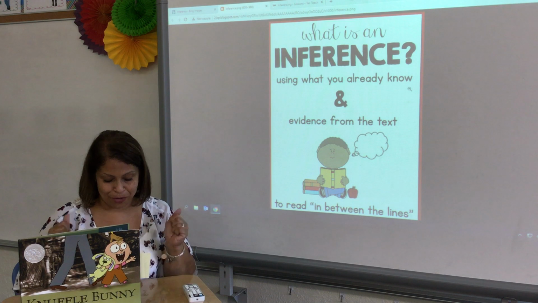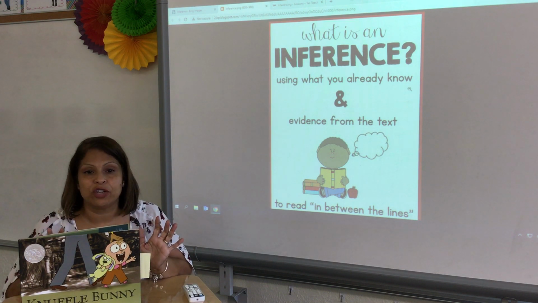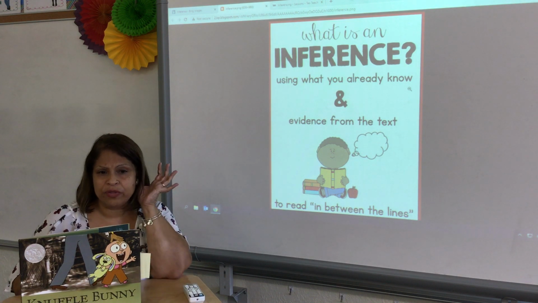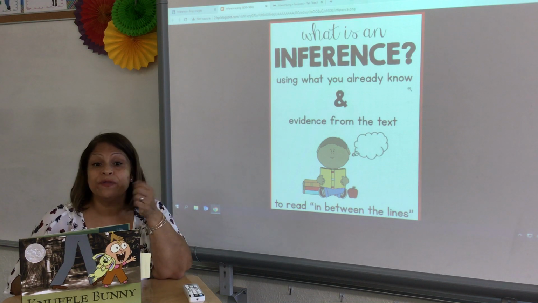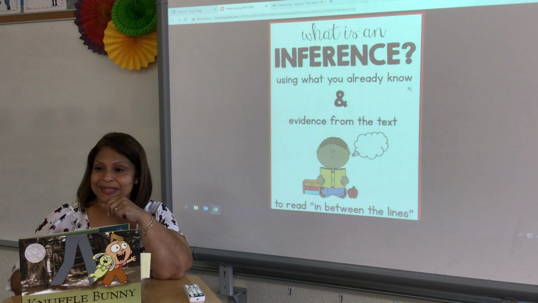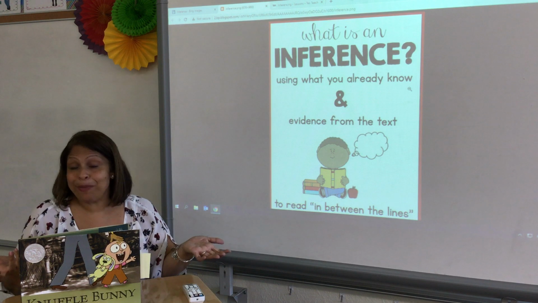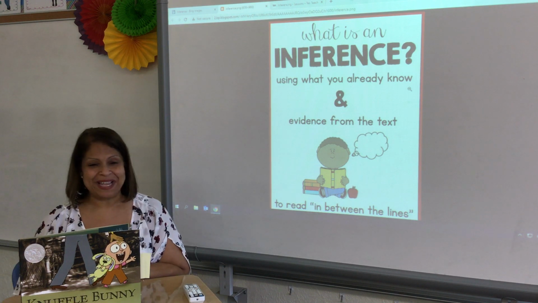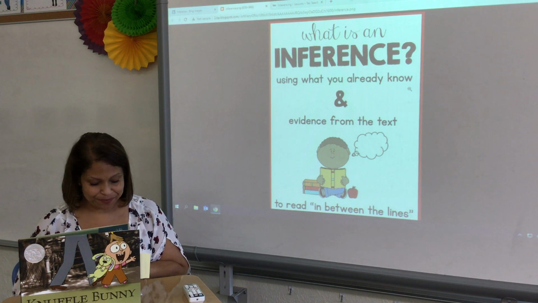You ready, guys? Okay. The sky suddenly turns dark. You think you hear thundering. What can you infer about that? Yes. Yeah, that it's probably about to rain. Good job. Let's try another example.